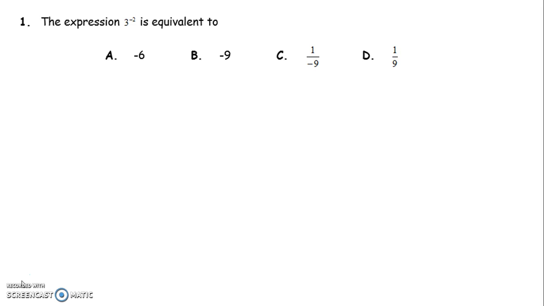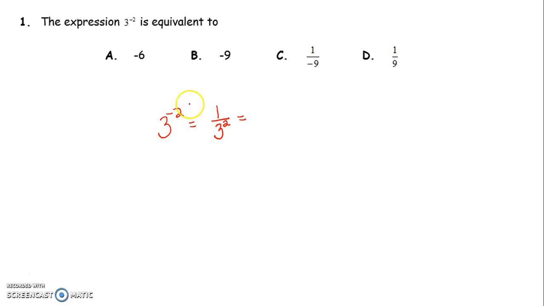Let's take a look at number 1. It says the expression 3 to the negative 2 power is equivalent to. Well, what you have to know is when you have negative exponents, that's a teeny tiny number. We have to rewrite it as a fraction. 1 over, you keep the base of 3, and you take your negative 2, and the exponent becomes a positive 2 once you drop it down to the denominator.